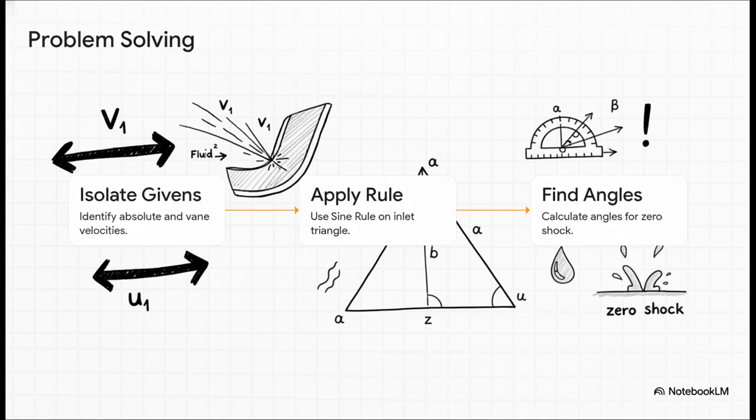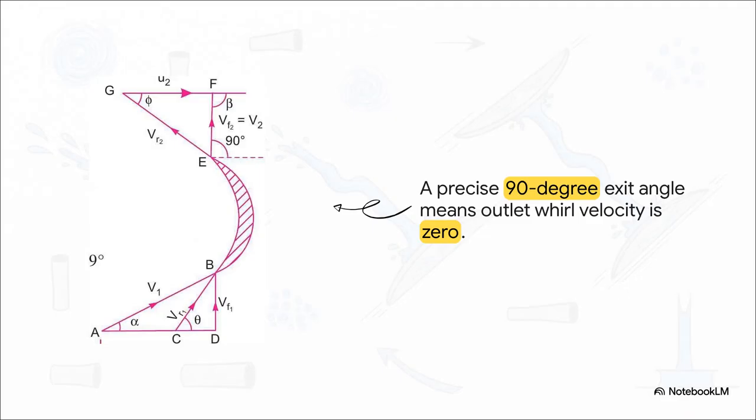Step 2, immediately sketch out your inlet triangle and hit it with the sine rule. Step 3, use the math to find that highly efficient, zero-shock entry where the vane angle aligns flawlessly with the water's relative path. If we plot those numbers out, we get this really specific geometry.